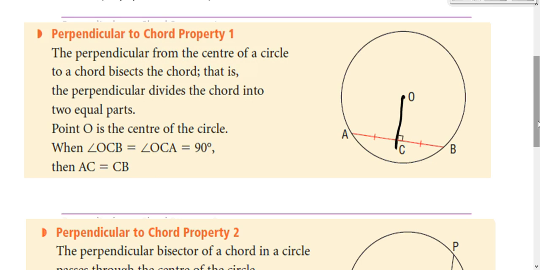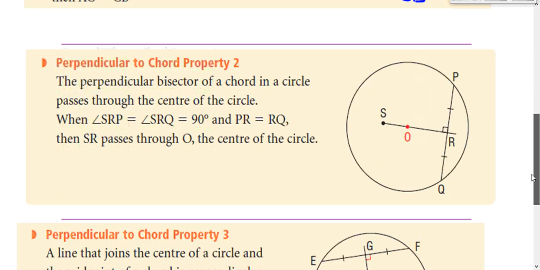Let me draw that in red just to keep with our lines here. And that creates 2 equal parts. So that means that AC is equal to CB, which is really helpful when we're creating our triangles. And don't forget that this is always 90 degrees because it is perpendicular.